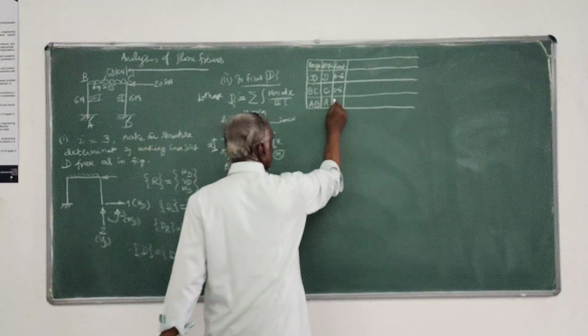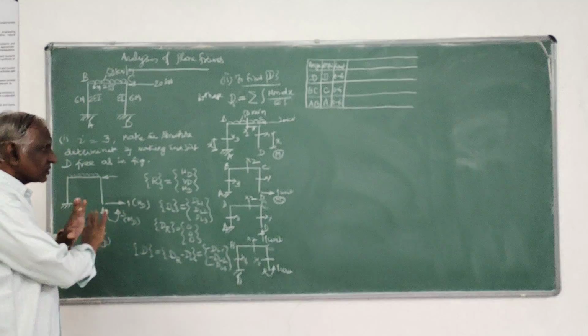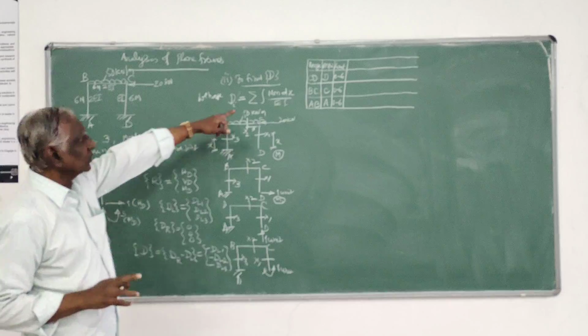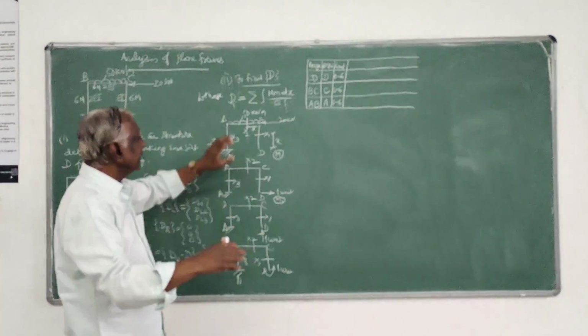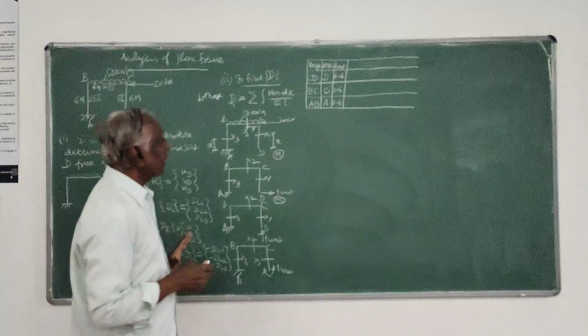And for AB also, it is 0 to 6. In this line there is no change in the moment, whatever I am going to calculate. So straight away those values I can put here, integrate it, and arrive at the displacement. This is the procedure we follow.